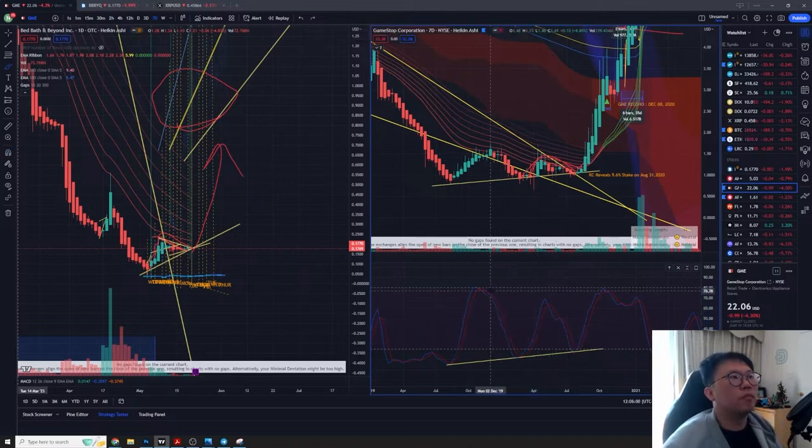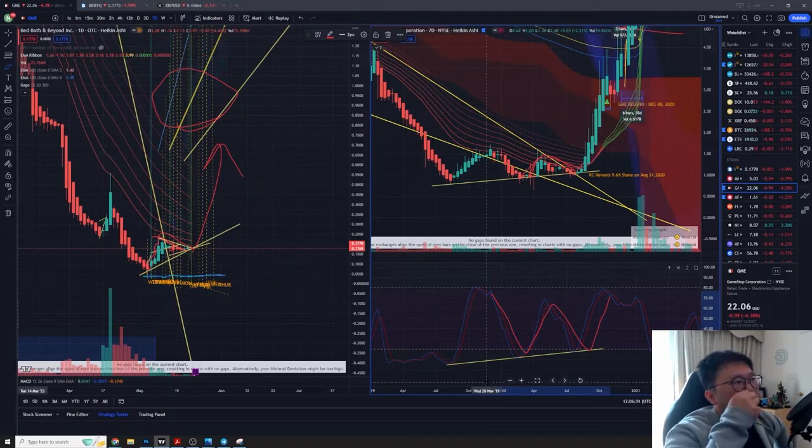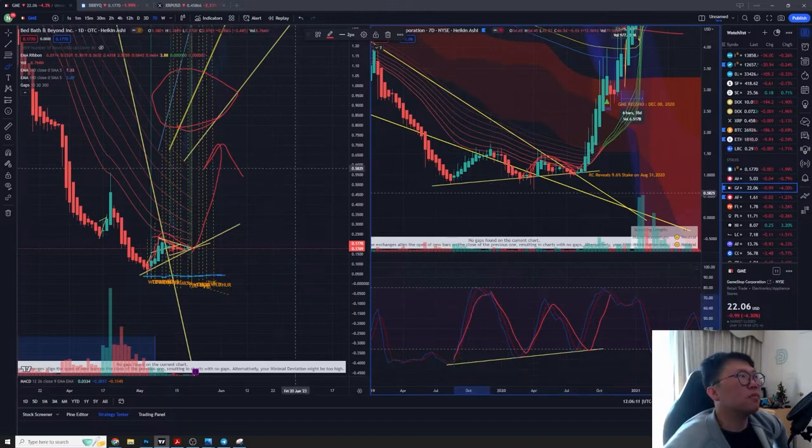No, not that. Oh, this one. Just that one. Yeah, exactly. That is a bullish sign. And when it's an M, it's a bearish sign. So if you go to BBBY, do the same indicators on BBBY now.